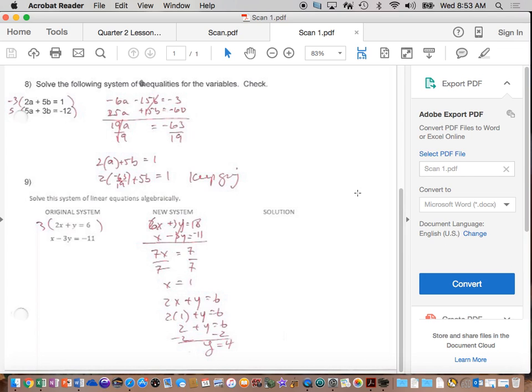Okay, so as we look at this last question, here's the original system, and I realize that I have to pair up either of the variables. In this case, I think it's easiest to pair up the y's. So I distribute the 3, and I get 6x plus 3y is 18. And now I have them lined up, so I do the elimination technique. If I add them up, I get 7x equals 7, so x is 1. I go back, I plug in the 1, and I get y is 4.